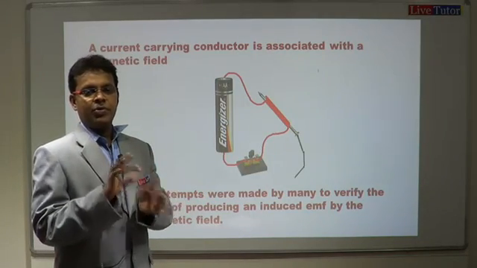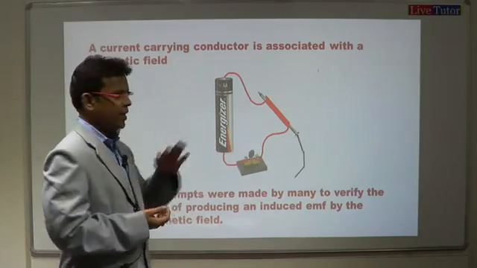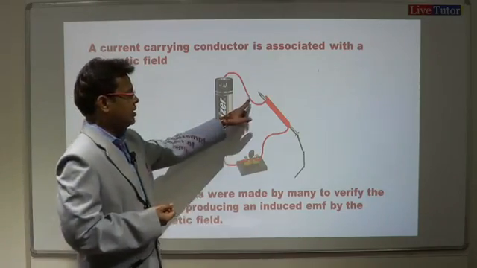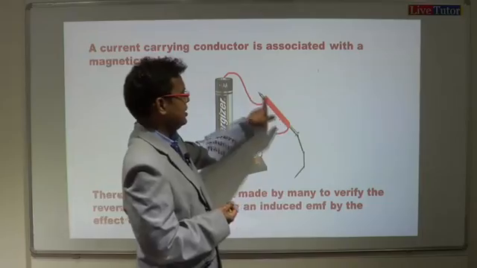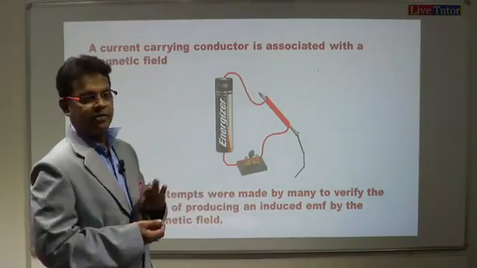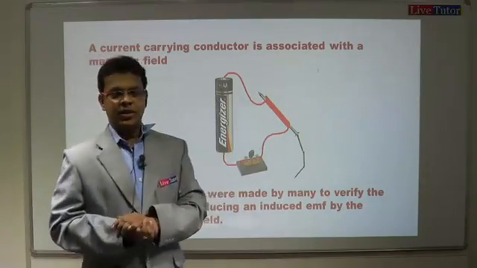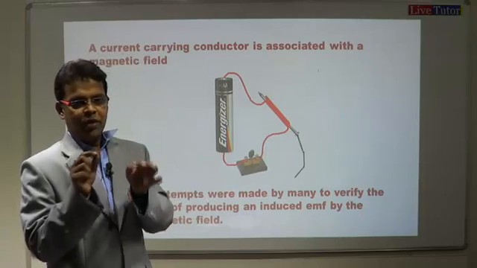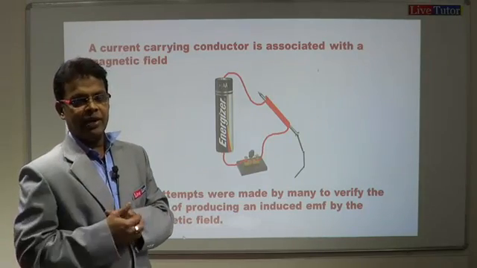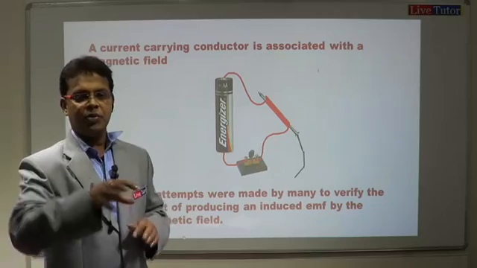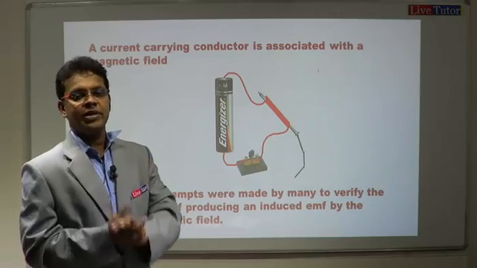is there any possibility of producing current? Because we have seen that this conductor is associated with the magnetic field, how? Because the current is flowing through that. So when current flows, the conductor is associated with magnetic field, then if there is a magnetic field, can we produce current? That is called the reverse effect.